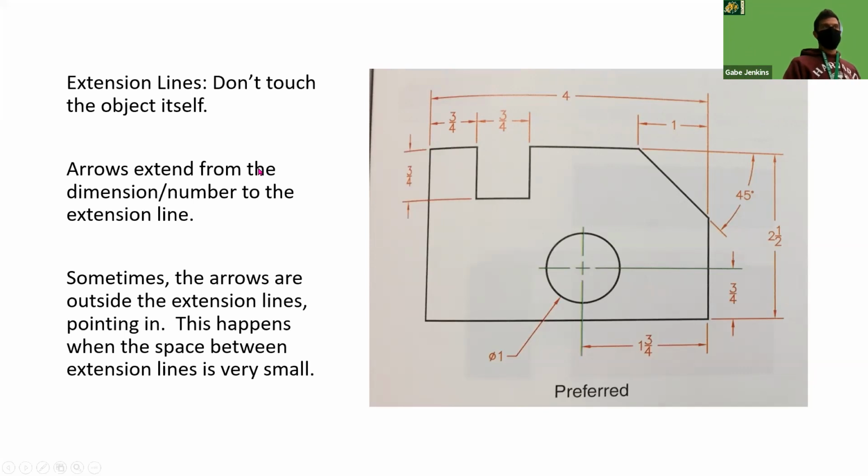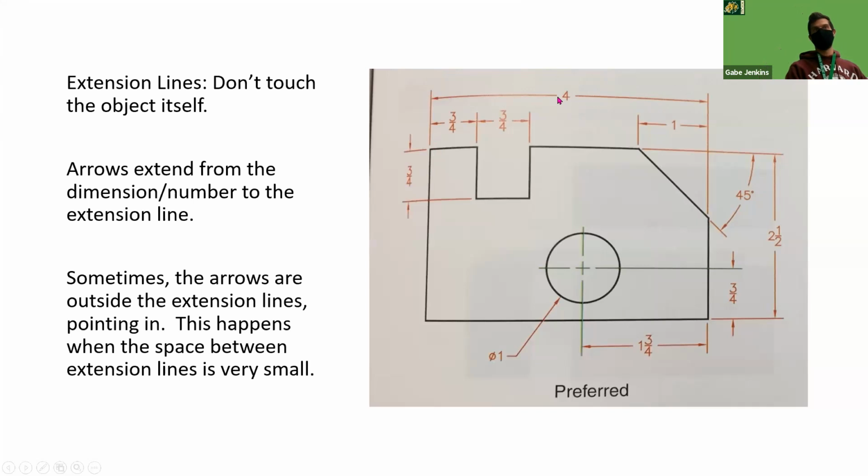Okay. Now, there's several things that you're going to need to know about extension lines, one of which is that they don't touch the object itself. That's important because if they actually touch the object itself, you might get confused and think that this line just kind of goes all the way up like that, right? So the fact that there's a little break in between the object line right here and the extension line lets you know that this is not part of the object itself. It's just dimensioning extension lines, right?